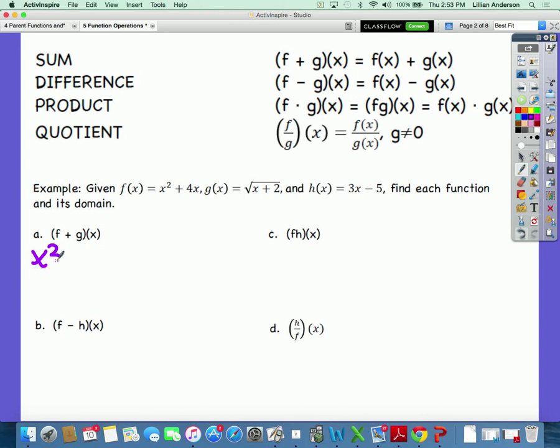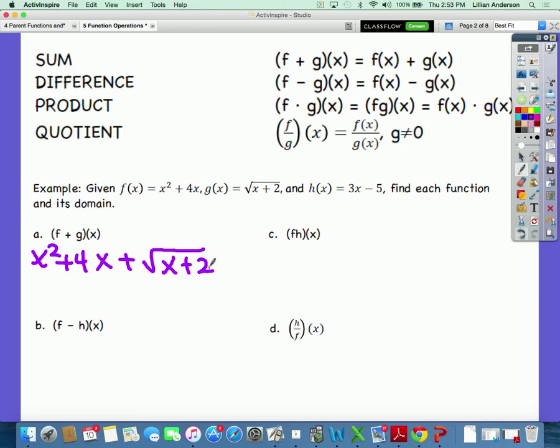So f is x squared plus 4x. I'm going to add it to g, which is the square root of x plus 2. Can I combine any like terms? So that's that. That is the operation. If I could combine like terms, then I would, but that's as far as I would go after that.